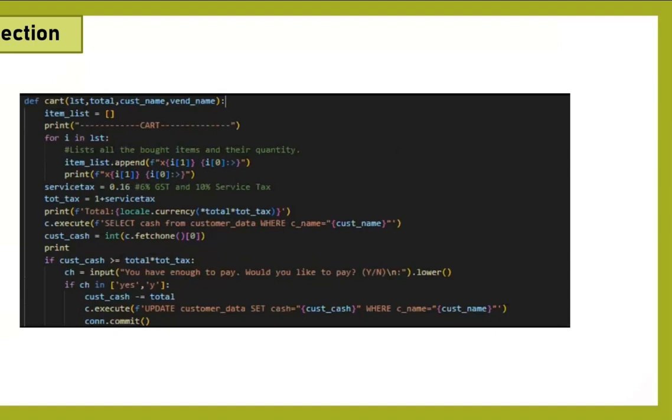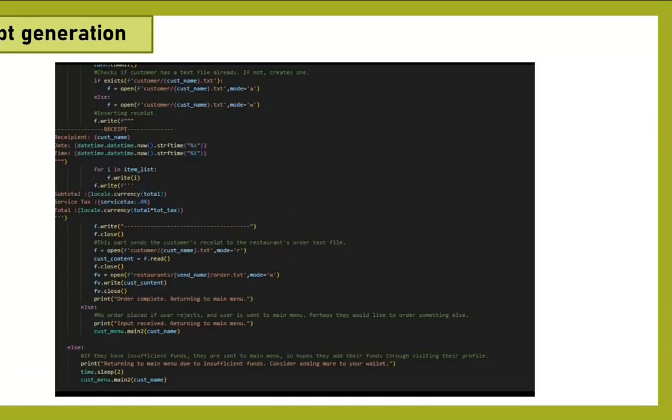For the cart, it will simply print all the items they bought, and it will calculate the total amount they have to pay, which is inclusive of 6% GST and 10% tax. If they have enough to pay, then we'll ask them if they would like to pay or not. If they say yes, then we will just subtract from their total funds, and then we will move to the last part, which is the receipt generation.